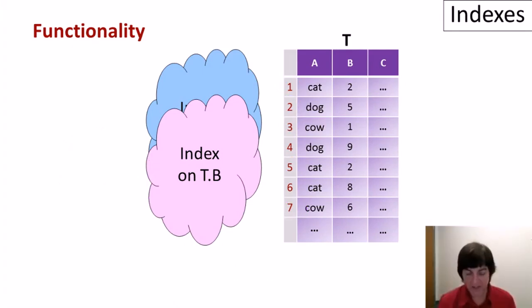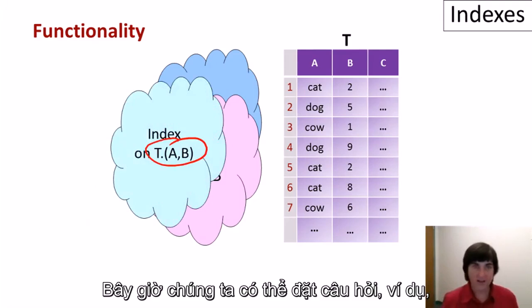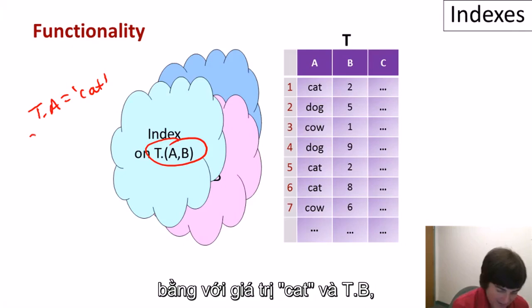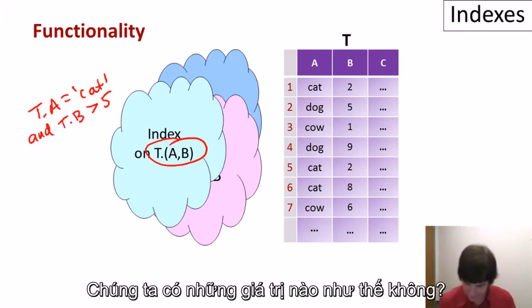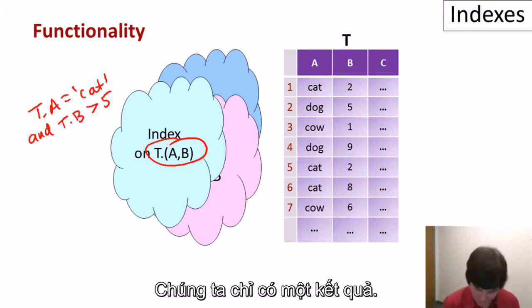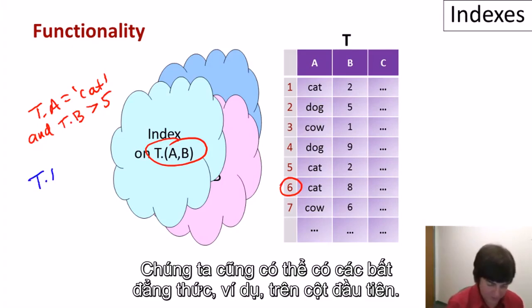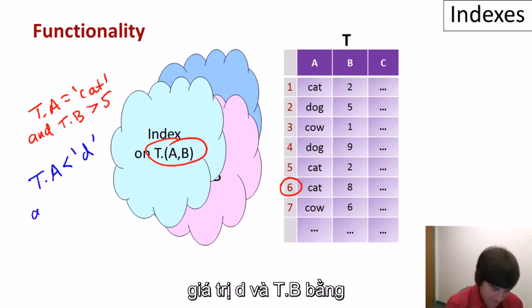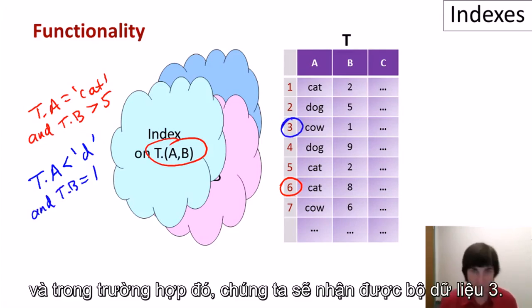Lastly, suppose we're interested in having conditions that are on both columns A and B. Then we can build an index that is on both columns together. Now we could ask questions, for example, like when is T.A equal to cat and T.B, say, greater than 5? Do we have any of those? Well, we have just one of them there. That's tuple 6. We could also have inequalities, by the way, on the first column. So we might ask when is T.A less than, say, the value D and T.B equal to, say, the value 1. And in that case, we'll get tuple 3 as a result.